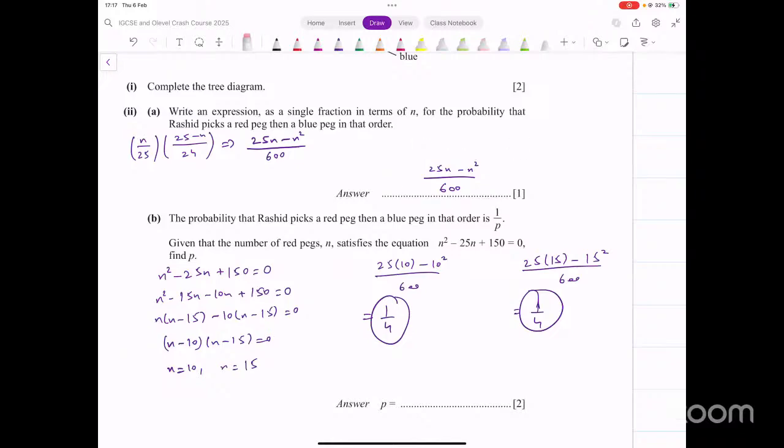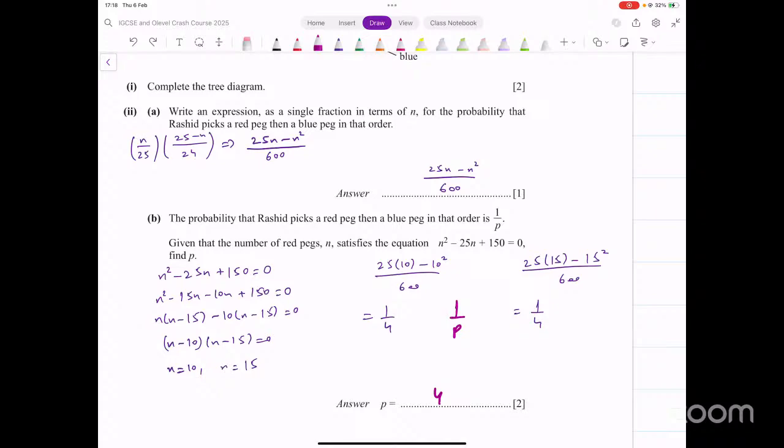They are saying that this probability was supposed to be 1 over p. So what's the value of p then? If 1 over p equals this, the value of p therefore is going to be 4, right? Because that's what we have in place of p there. So p equals 4, and that's your final result. This is how these tree diagram questions are going to work.